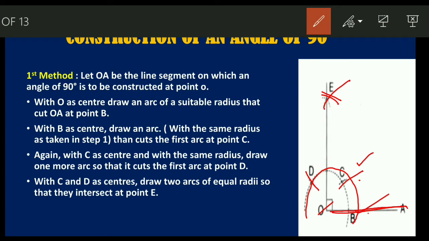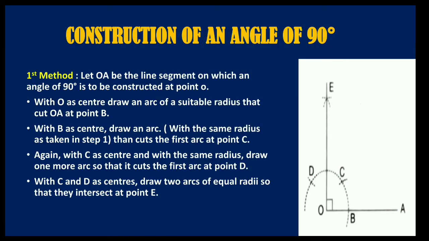Now after where they intersect, that point E, use a ruler and try to coincide with point E. Now this line that you have drawn is 90 degree and is also known as perpendicular. Okay, so this is how you have to draw 90 degree. So join point O and E, and AOE is 90 degree. This is the first method to construct an angle of 90 degree.